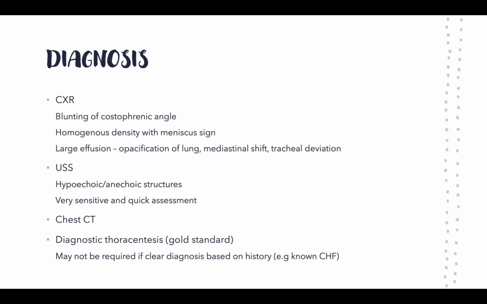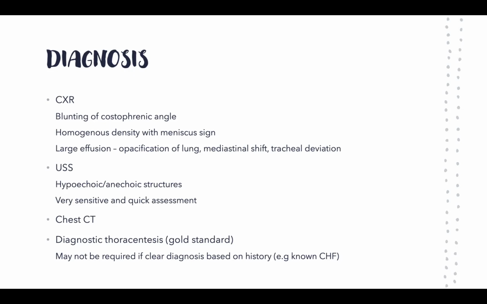Diagnostic thoracentesis is our gold standard. So this is when we take a sample of the fluid in our pleural cavity. This might not be done in all cases. This is because if we know that someone has heart failure and they've had an exacerbation of their heart failure and now have fluid in their pleural cavity, we would be unlikely to take a sample of this pleural fluid. However, if there was a different sort of history, maybe it's not resolving, or we suspect an underlying malignancy or other causes that we are unsure of, then a diagnostic thoracentesis may be appropriate.